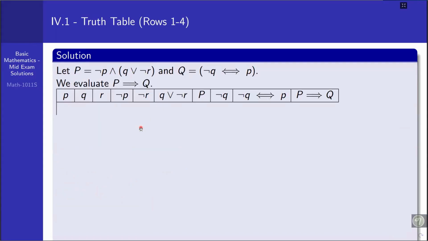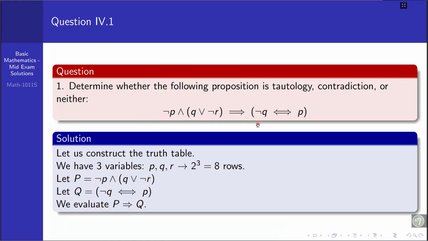Then the three simple statements are P, Q, and R. We also have negation of R, because negation of R is here: Q or negation of R. We have capital P, which is negation of P, and Q or negation of R. We have negation of Q if and only if P. So capital letter P implies Q, which is the original compound statement.